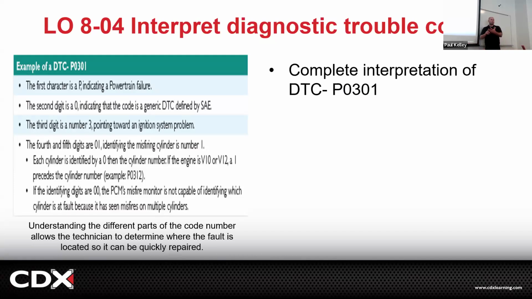It's a misfire, P0300 is the base number. And then you said 303, so that would be cylinder number 3. You know what I mean? There's a logic to this. It's not just random numbers and letters and stuff.